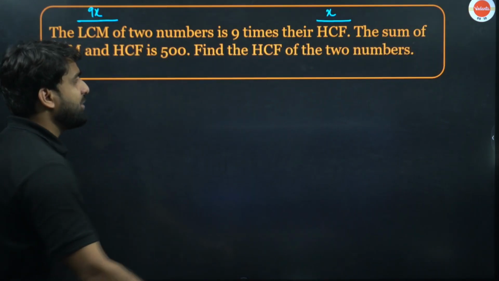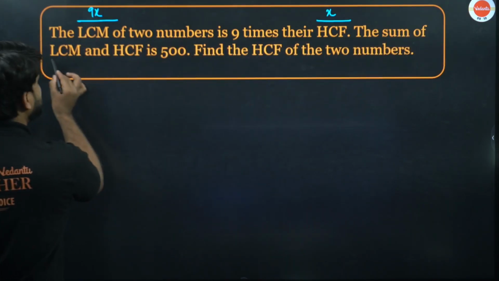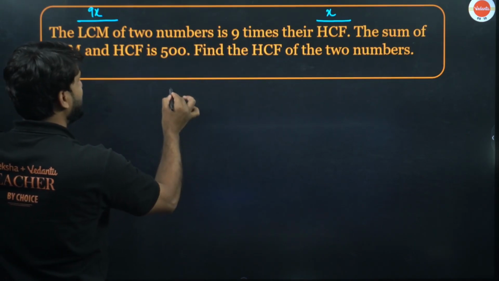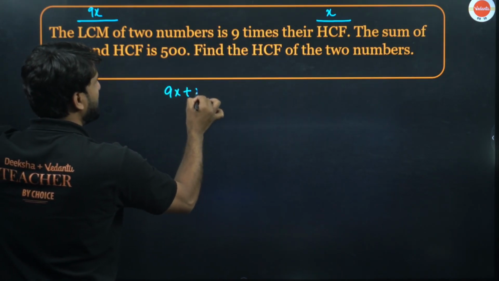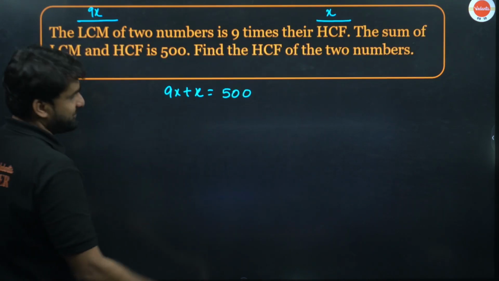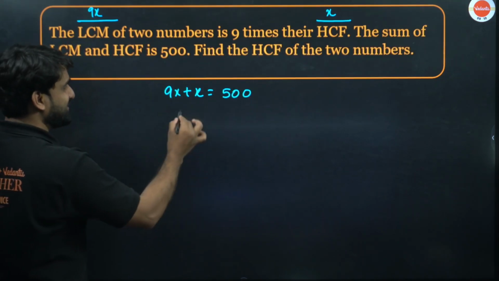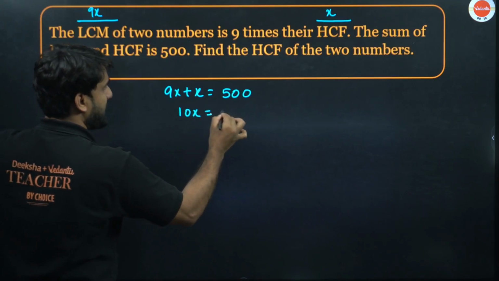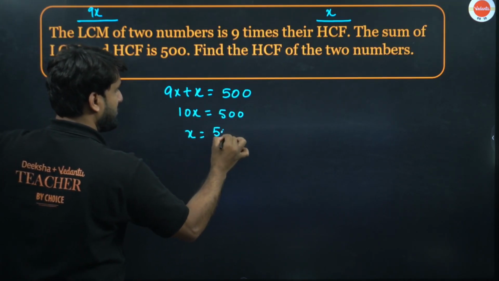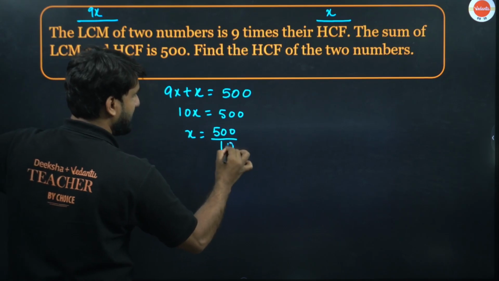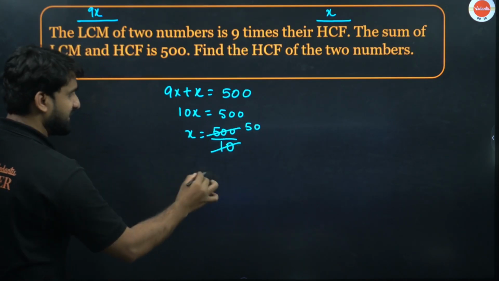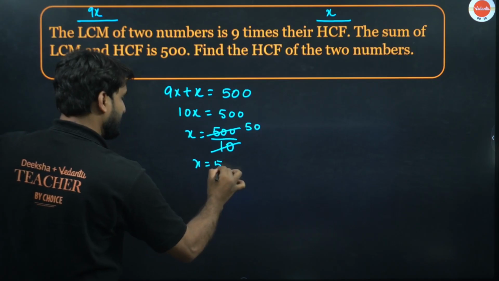Now read the question. The sum of LCM and HCF is 500. Very good. So the sum of LCM and HCF means 9x plus x will be equal to 500. So this is 10x is equal to 500. So x will be equal to 500 divided by 10, which is 50. So we have x is equal to 50.